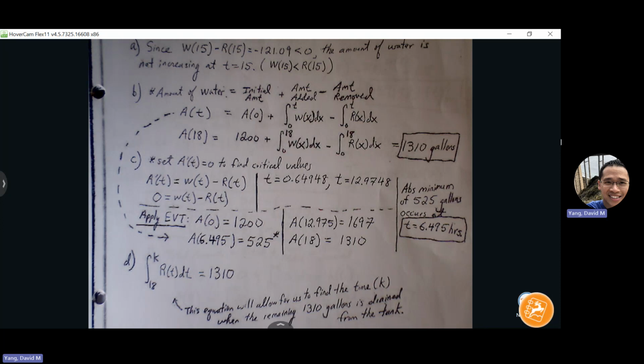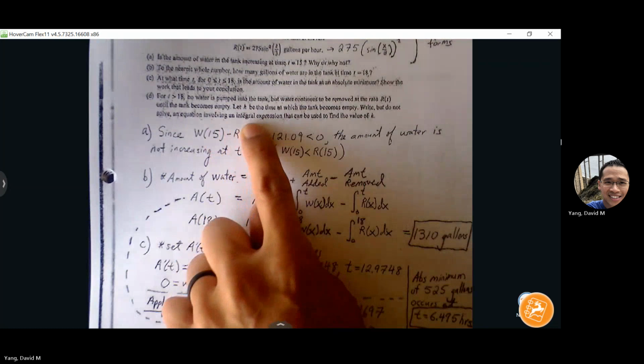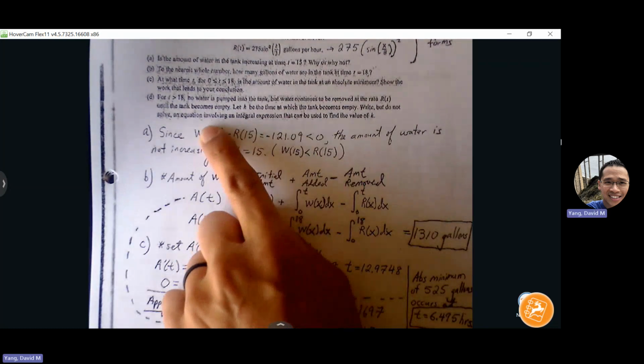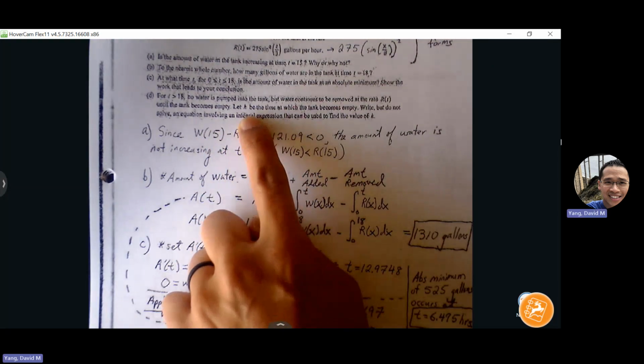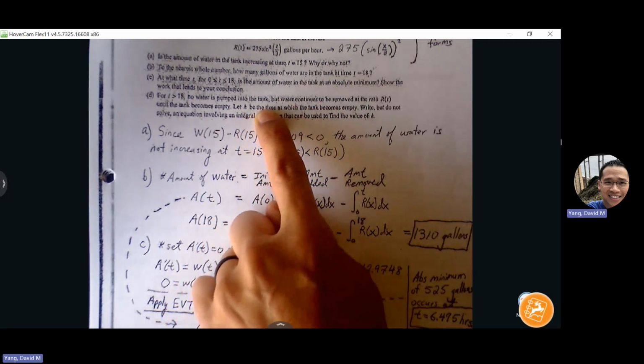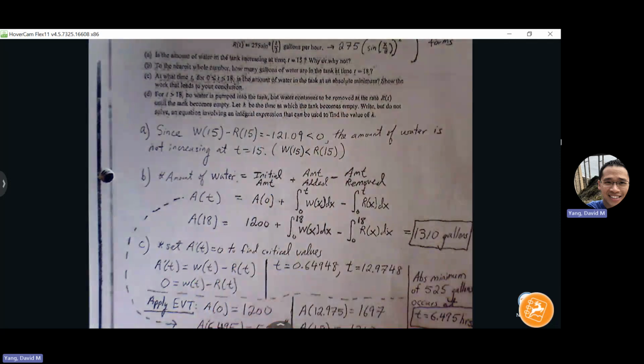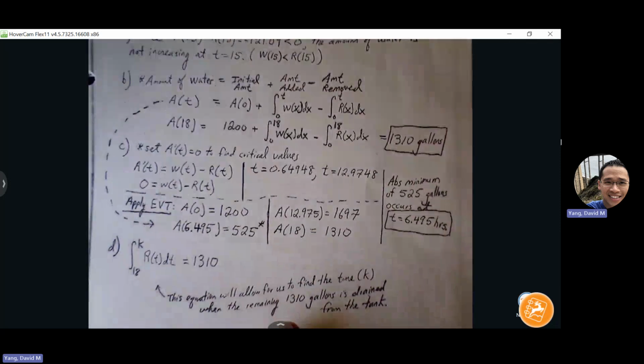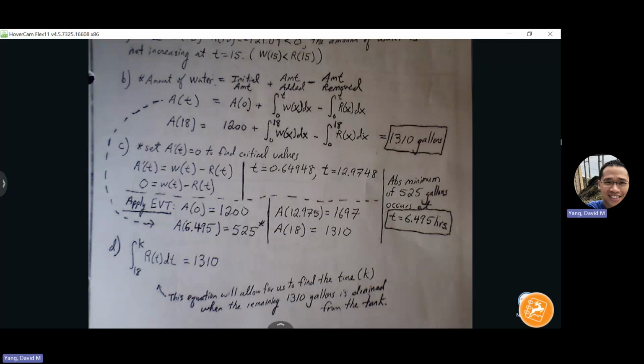So 1310 gallons. This is at 18 hours. Now for part D, it says that there's no more water being added to the tank. So part D is saying, write but do not evaluate an equation that will allow us to figure out how long it's going to take for the tank to become empty. So R of t is still going on. We're still draining water from the tank. We're just no longer adding water to the tank.